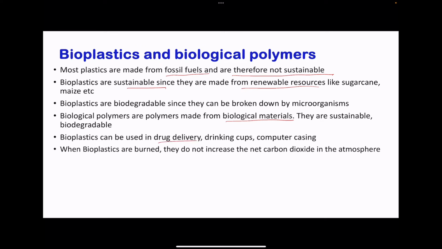Bioplastics can be used for drug delivery, like in capsules. They can be used for drinking cups, computer casing, and so many more. And when these biological plastics are burned, they do not increase the net carbon dioxide concentration in the atmosphere because the CO2 released when you burn them is almost equivalent to the CO2 they took up during photosynthesis, so we can say they are closer to being carbon neutral.